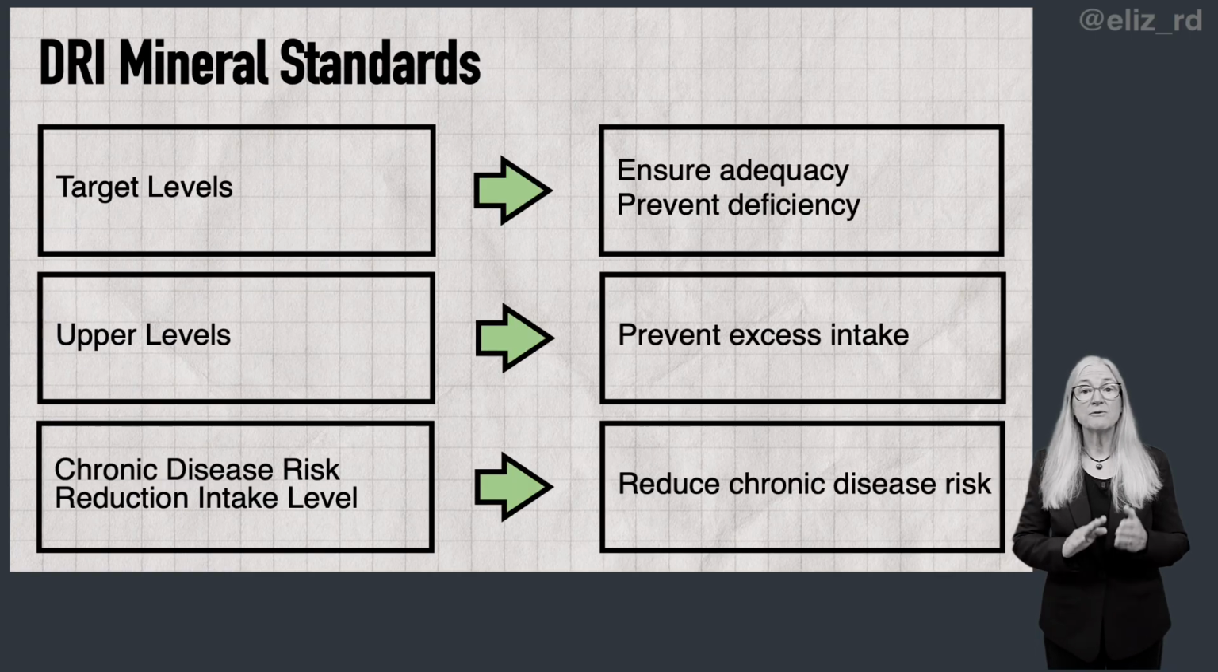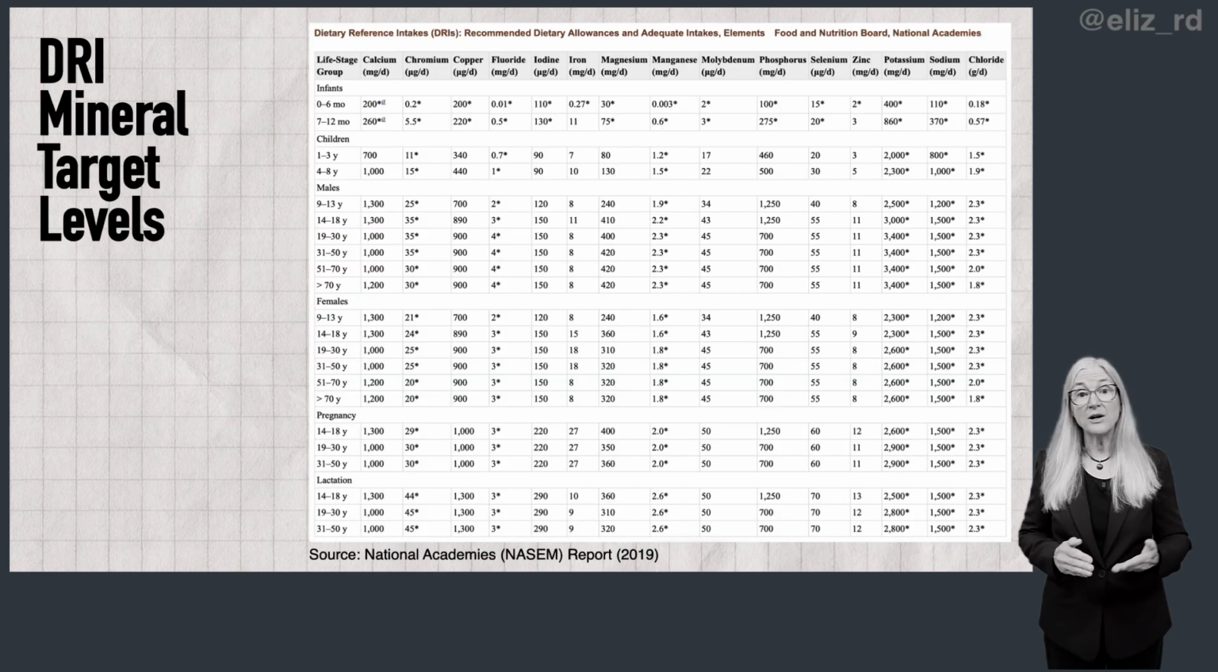This overview will cover DRI mineral target levels, which are intended to ensure nutritional adequacy and prevent deficiency, and the upper levels, which are intended to prevent excess intake. I will also introduce a new DRI subcategory that is intended to reduce chronic disease risk. Let's start with a look at the mineral target levels.